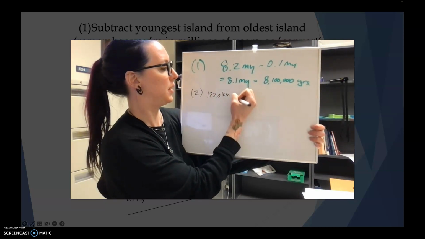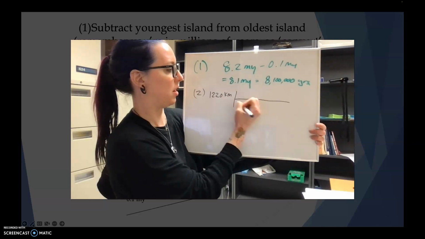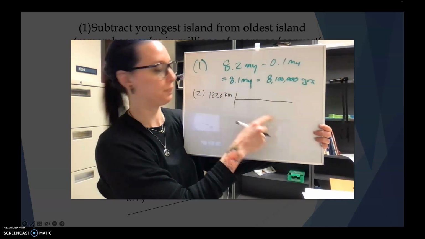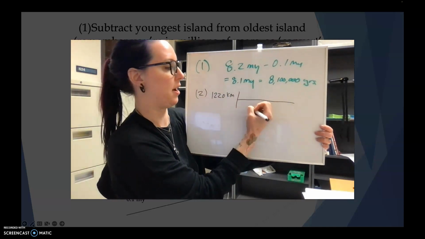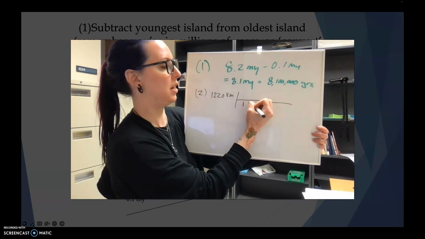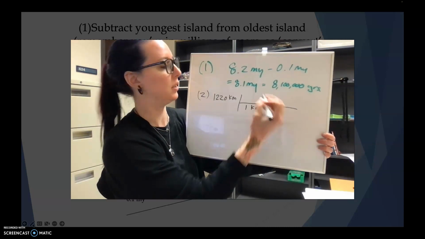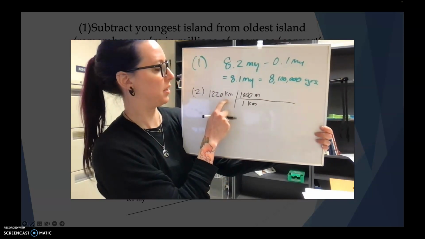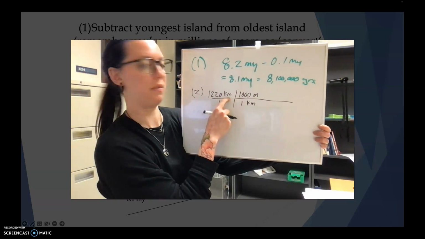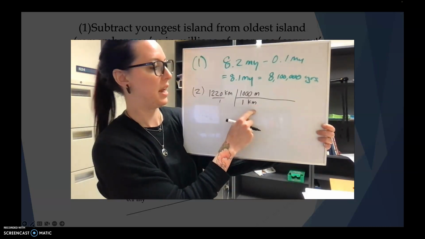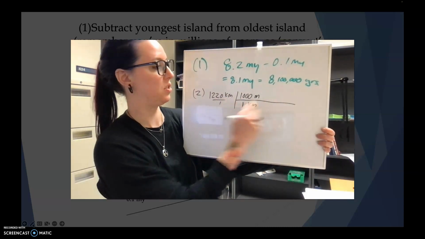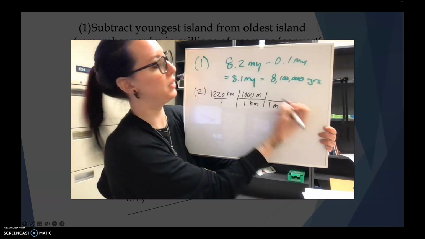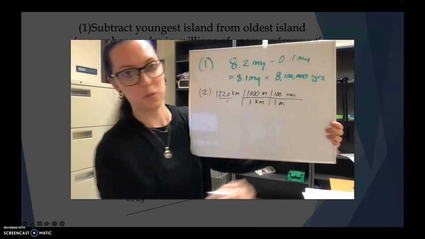Basically, we have 1,220 kilometers. Something that I like to do is a little T chart, like a sideways T. In order to convert from one to another, we just have to have our conversions out there. 1 kilometer is 1,000 meters. Notice how I have kilometers in my numerator and kilometers in my denominator, so these two units can cancel. And then in 1 meter, we have 100 centimeters.